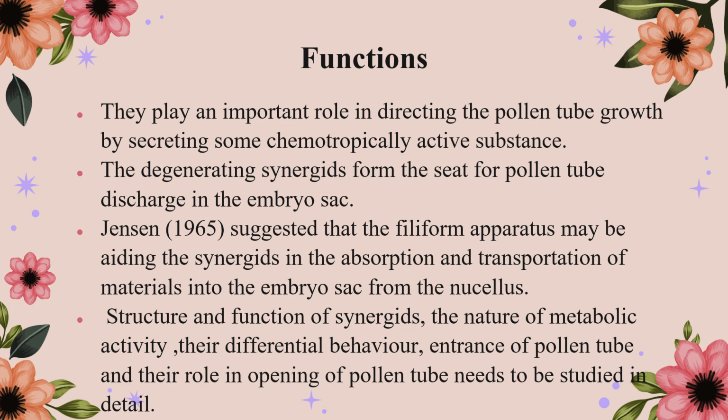Now let us study the functions of synergids. They play an important role in directing the pollen tube growth by secreting some chemotropically active substance. The degenerating synergids form the seat for pollen tube discharge into the embryo sac. Jensen 1965 suggested that the filiform apparatus may be aiding the synergids in absorption and transportation of materials into the embryo sac from the nucellus. Structure and function of synergids, the nature of metabolic activity, their differential behavior, entrance of pollen tube, and their role in opening of pollen tube need to be studied in detail.